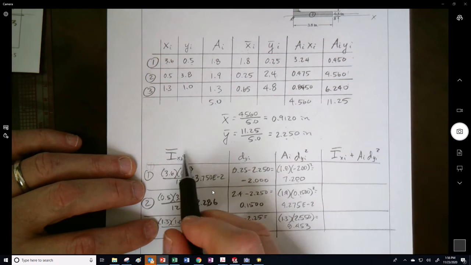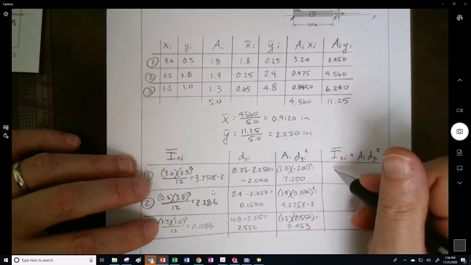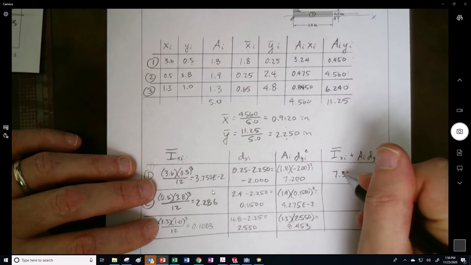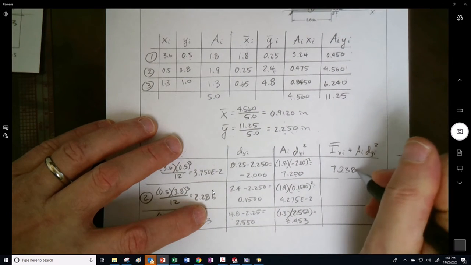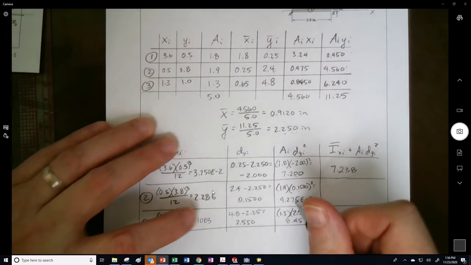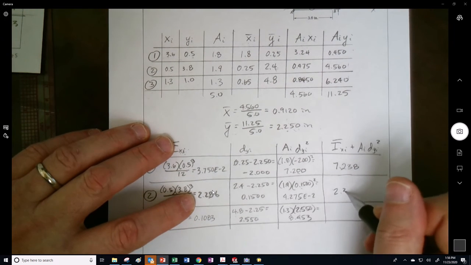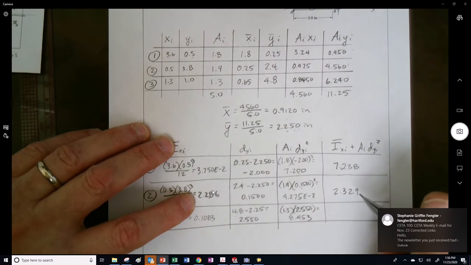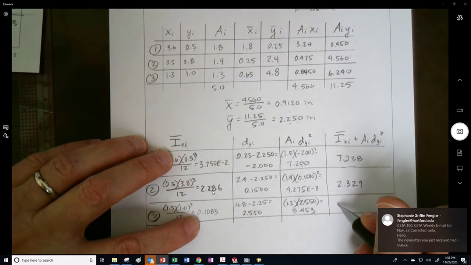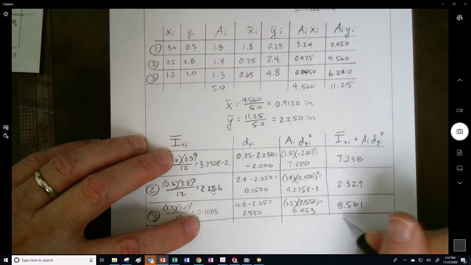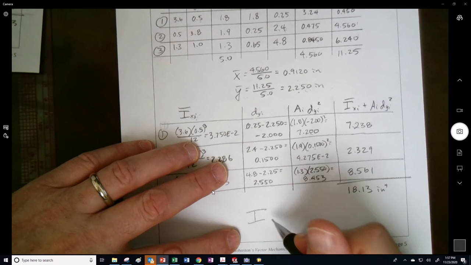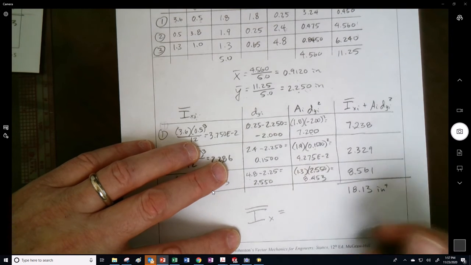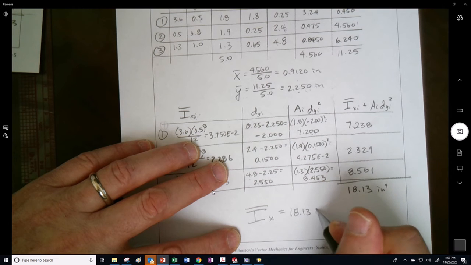Okay. Now I'm going to add these together. Add this and that together. So you can see 7.238, and these two added together only changes it a little, 2.329, and then down here we put these together. It comes up to 8.561. Add them all up, and I get 18.13, and these are inches fourthed. Right, so we get I_x. That total is 18.13 inches fourthed.